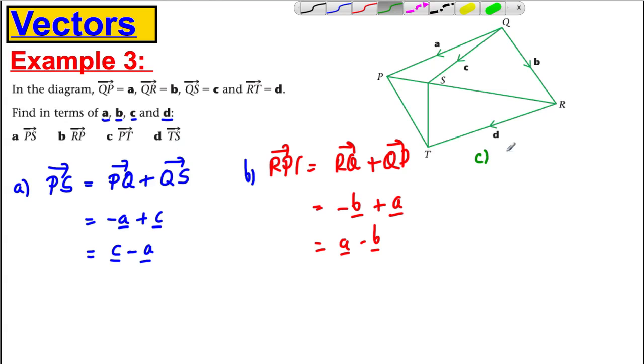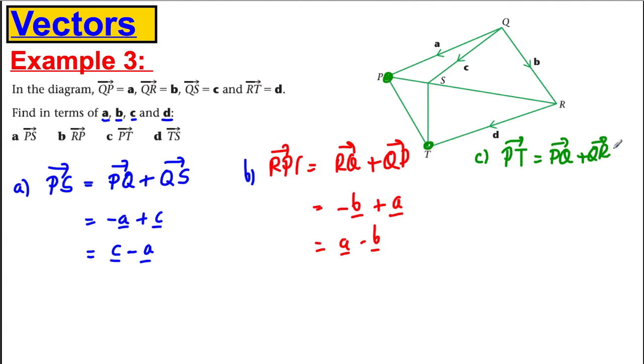How do we get from P here to T? Okay, well, there are a few ways we could do this, but what we could do is we could just go P to Q along there, Q to R, and then R to T. P to Q would be negative A, Q to R would be plus B, and R to T would be plus D, and we'd usually probably write that as B plus D subtract A.